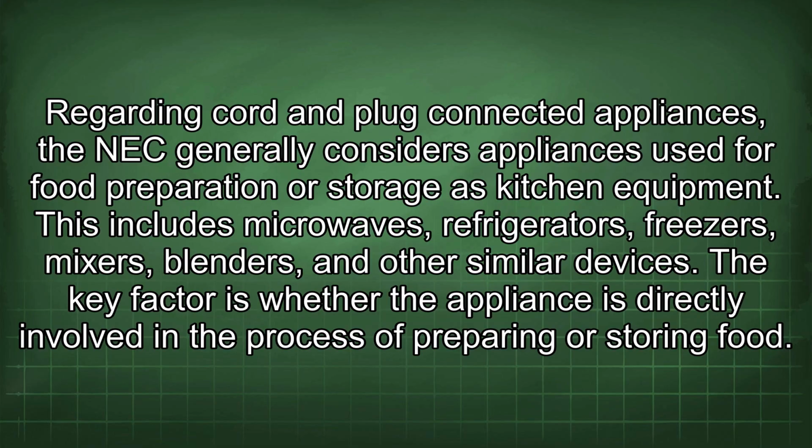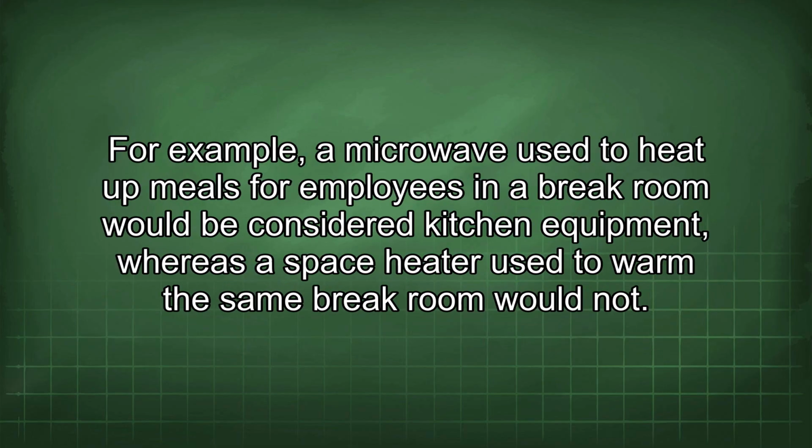Regarding cord and plug connected appliances, the NEC generally considers appliances used for food preparation or storage as kitchen equipment. This includes microwaves, refrigerators, freezers, mixers, blenders, and other similar devices. The key factor is whether the appliance is directly involved in the process of preparing or storing food. For example, a microwave used to heat up meals for employees in a break room would be considered kitchen equipment, whereas a space heater used to warm the same break room would not.